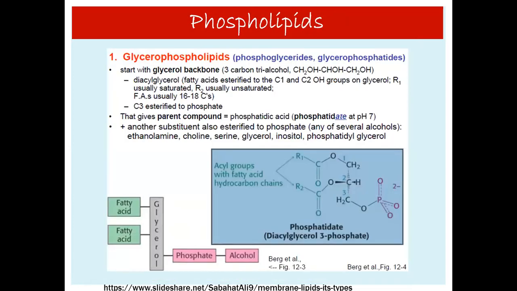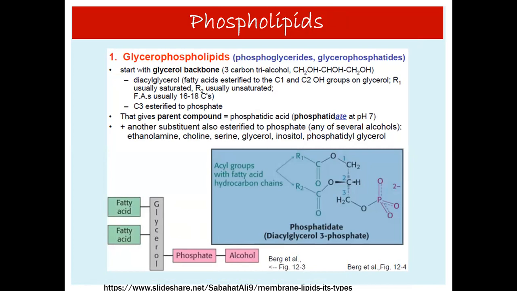Okay, so again the summary slide. Start with the glycerophospholipids. It is a very important type of membrane lipid. Start with the glycerol backbone. It is a tricarbon alcohol. So one example is diacylglycerol. It is a messenger molecule.